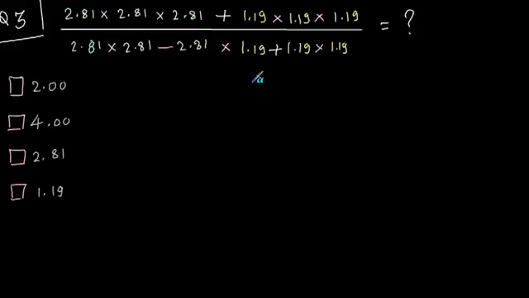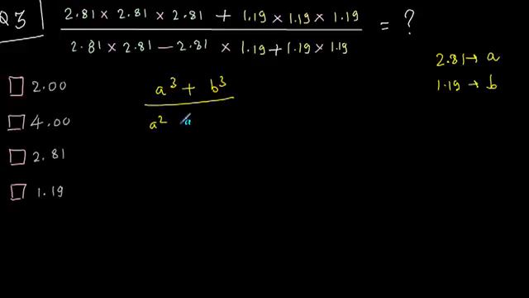Okay, question 3. In this question you can put 2.81 as A and 1.19 as B and see if you can get some formulas and cut out terms. So according to our assumptions, we can write this same expression as A cubed, because 2.81 is a cube here, plus B cubed, divided by A squared minus AB plus B squared. Now you can evaluate this.